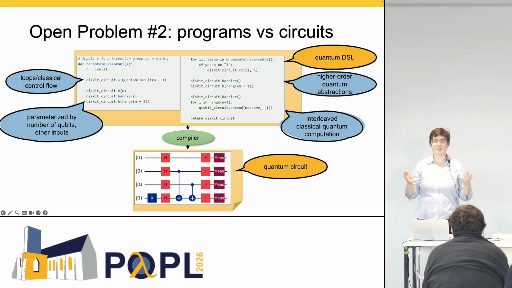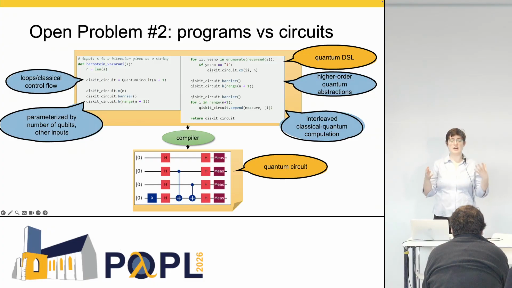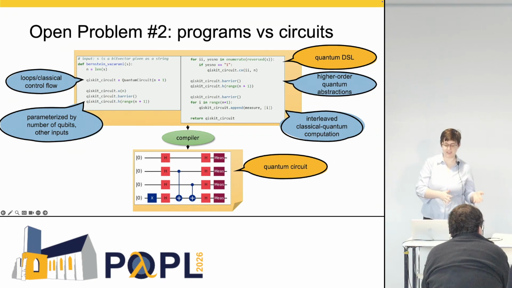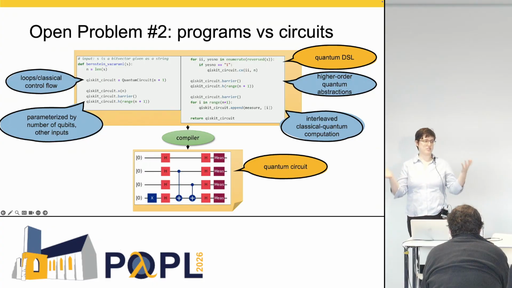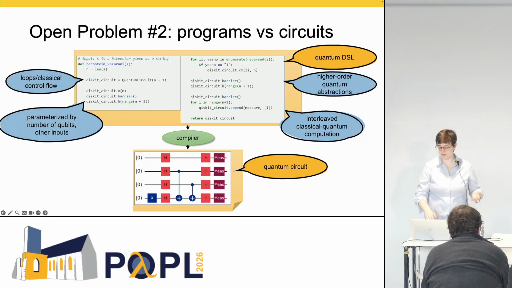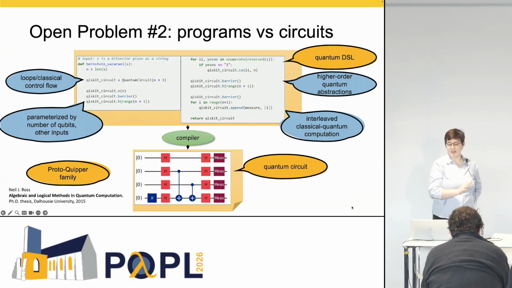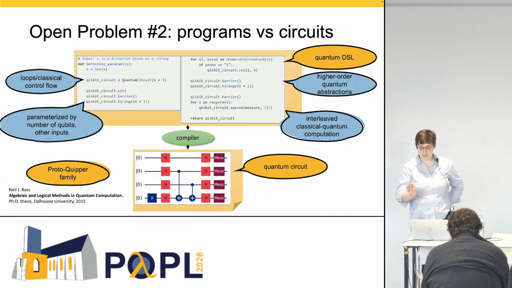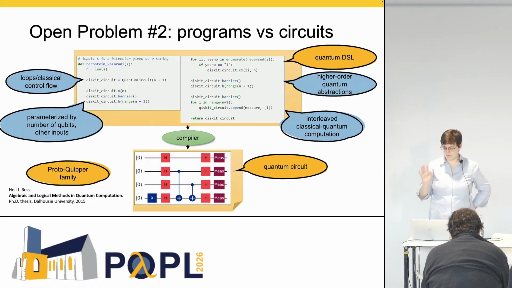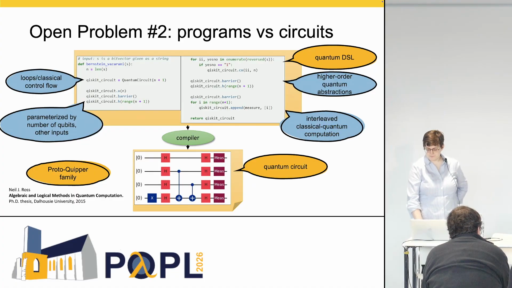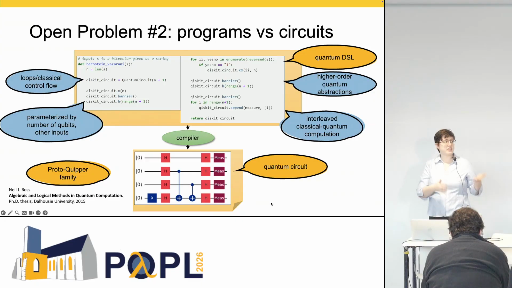Because of the mathematical foundations, quantum circuits don't, by themselves, inherit the structure of classical computations. One piece of evidence of this is a great line of work on the Proto-Quipper family by Neil Ross and Peter Selinger, among lots and lots of others. But I'm pointing this out because in terms of formal verification, this is really important.